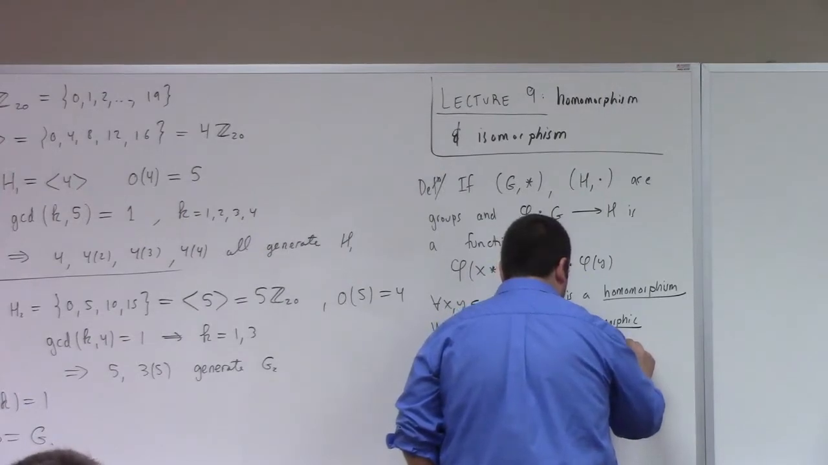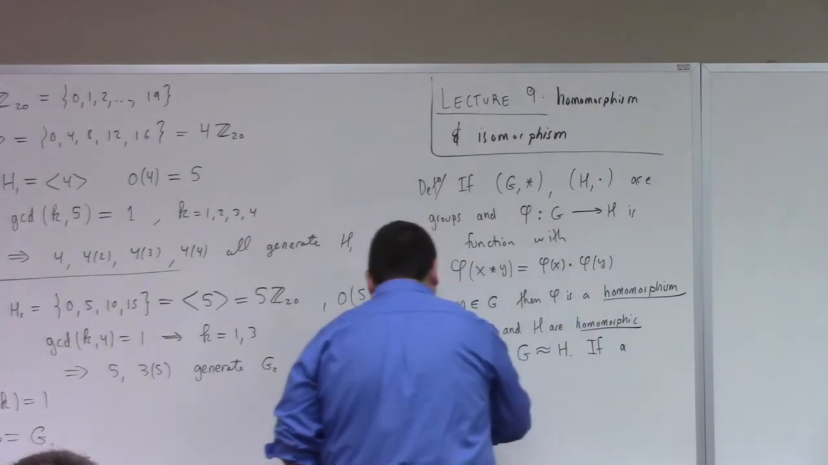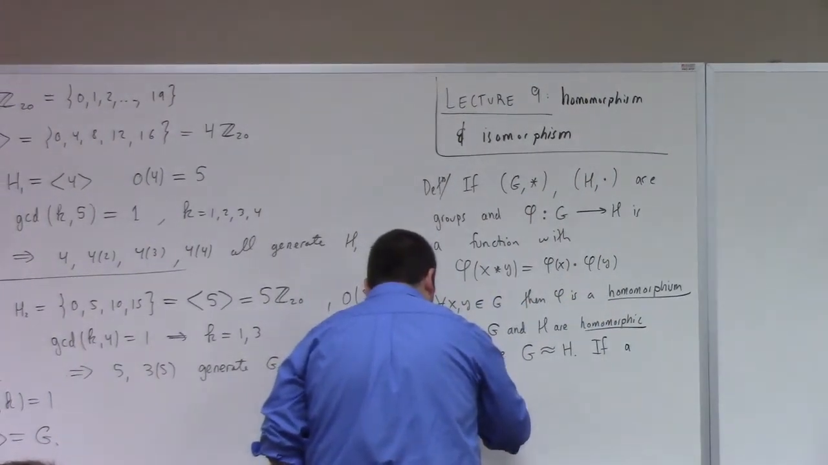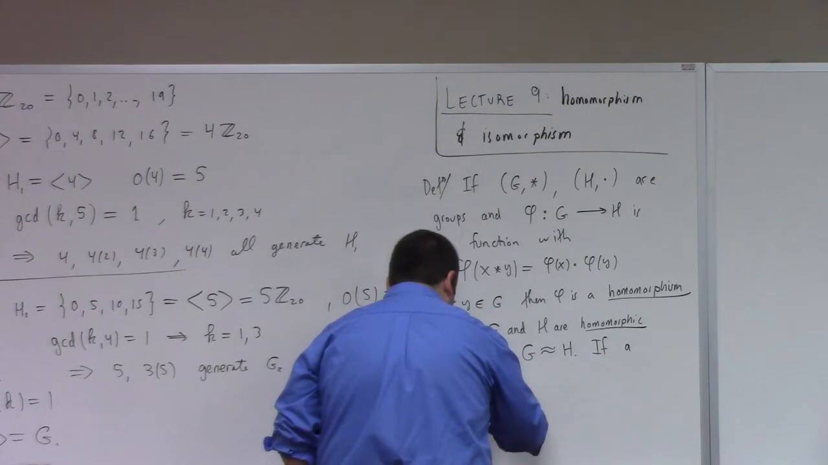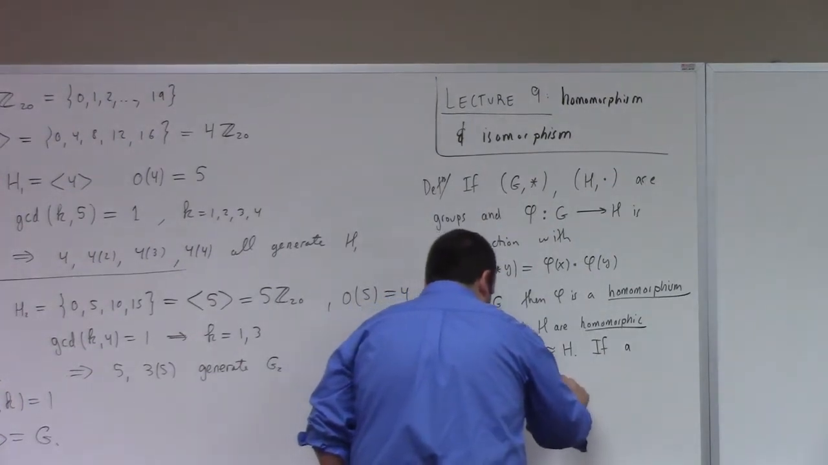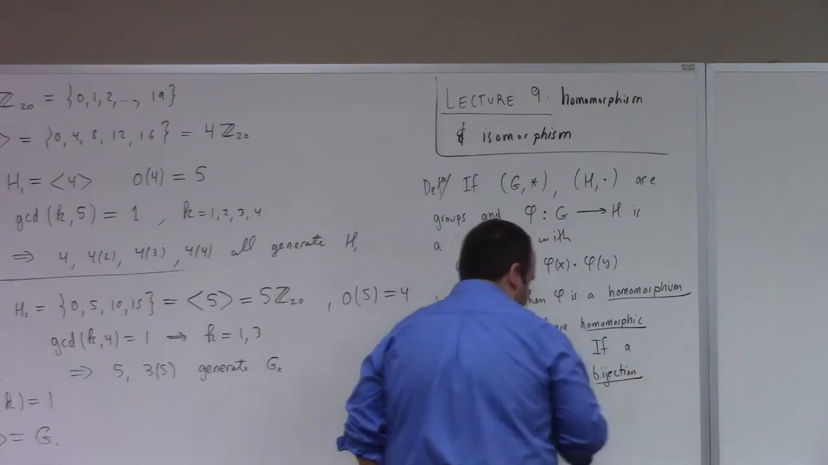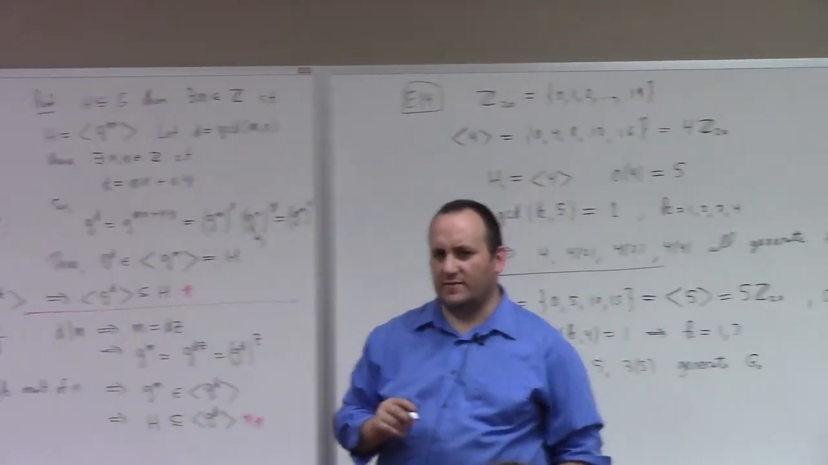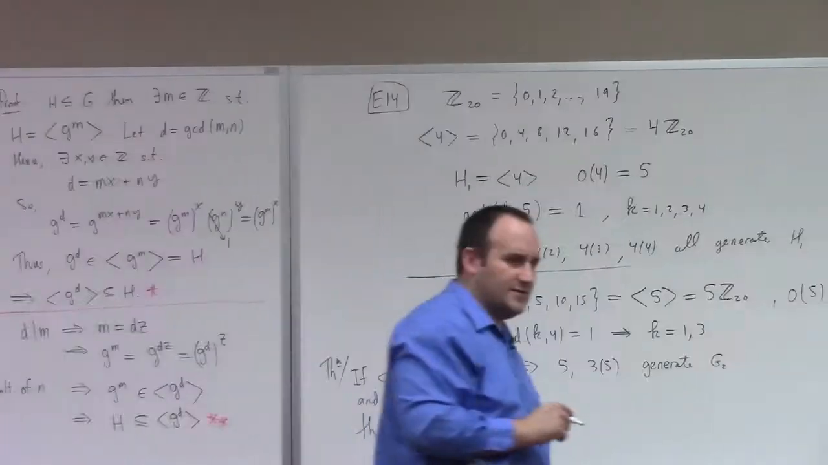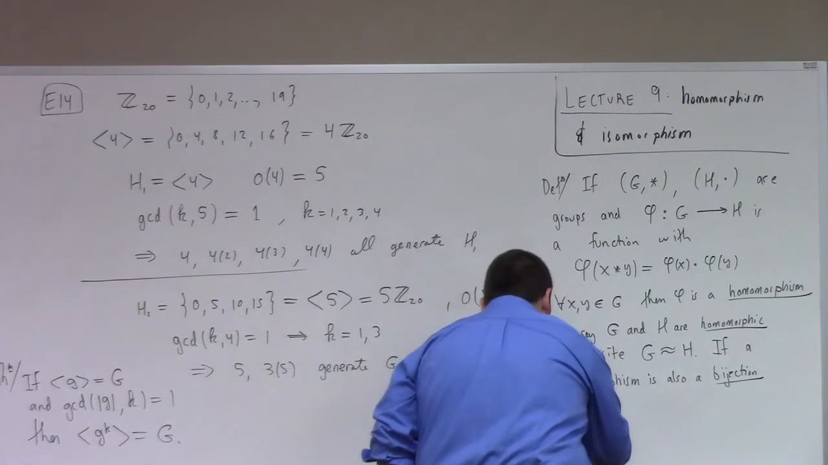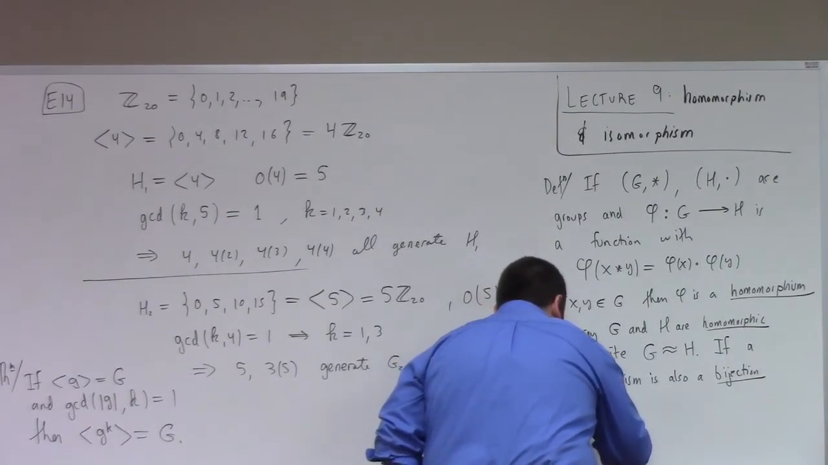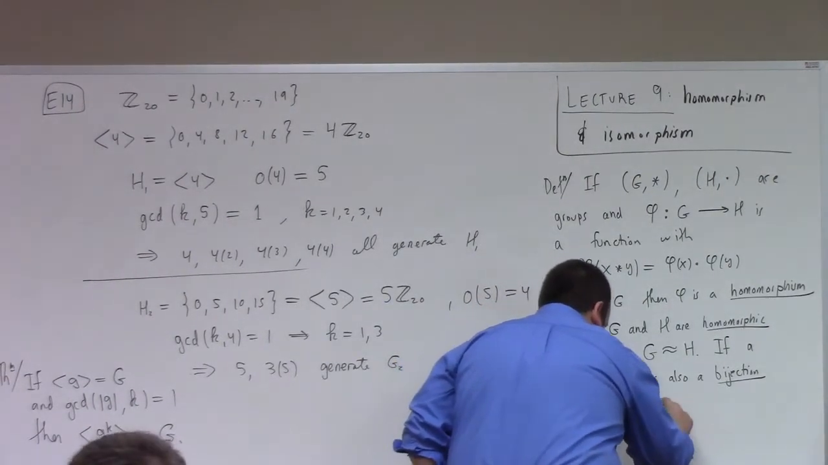If a homomorphism is also a bijection, all right? If a homomorphism is also a bijection, then we say phi is an isomorphism.